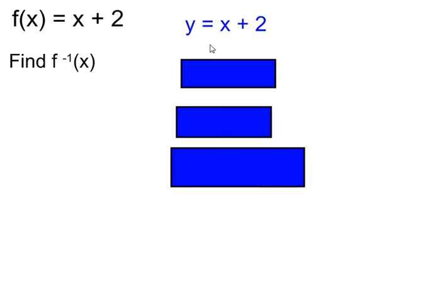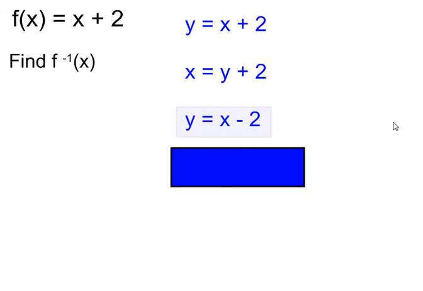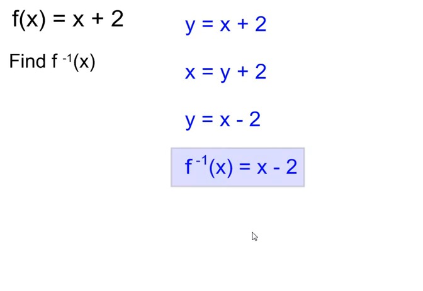The next is the process of switching our x's and y's. So wherever there is an x, I'm going to put a y. Wherever there's a y, I'm going to put an x. Then I'm going to solve for y. So if I solve the equation for y, I get y equals x minus 2. Again, all I did is I subtracted 2 to this side, but then I wanted y to be first, so I flipped everything to be y equals x minus 2. I would then put it into inverse notation, so the inverse of f equals x minus 2.